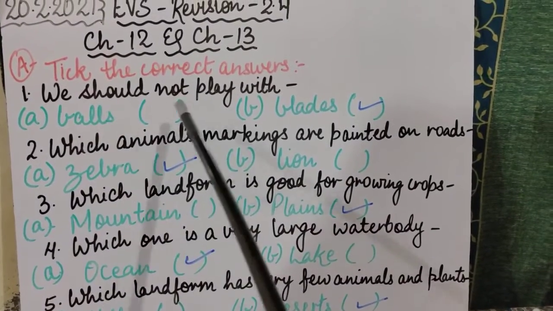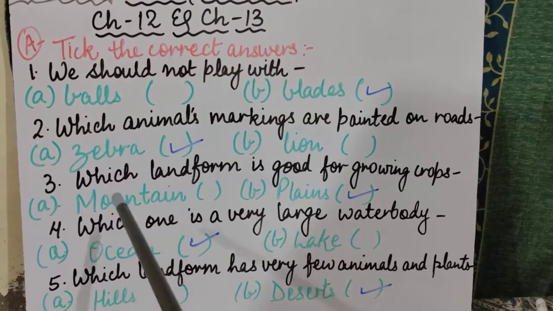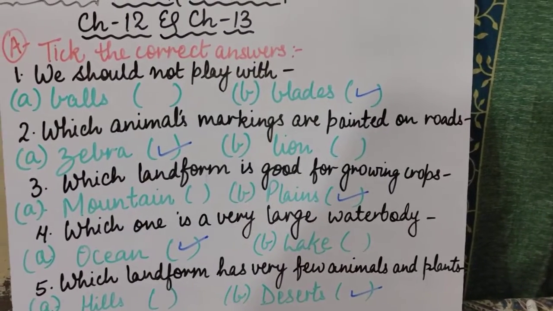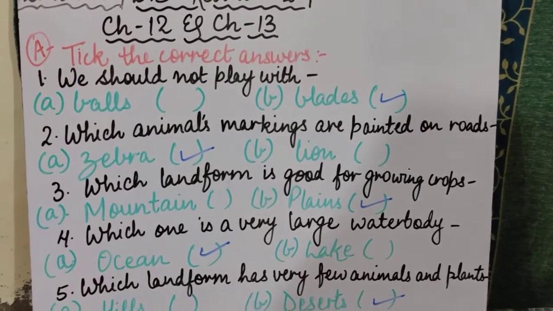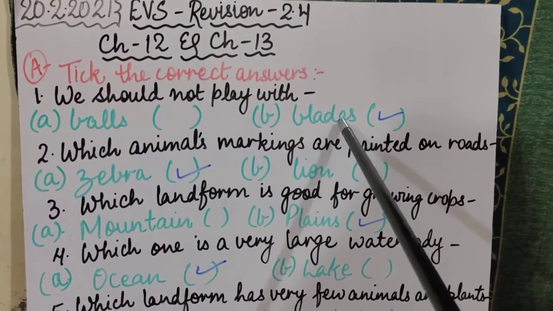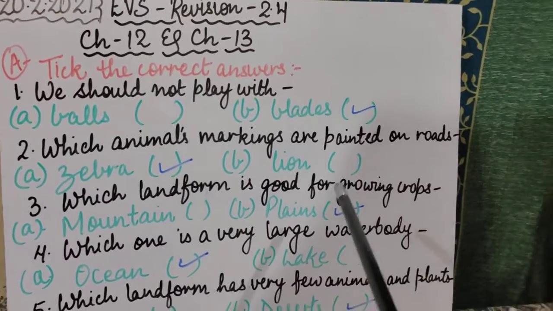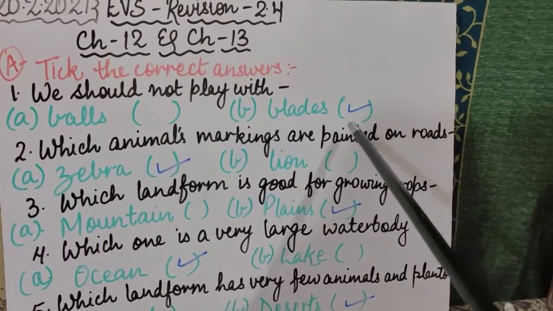So the question is, we should not play with, हमें किससे नहीं खेलना चाहिए, balls या blades. क्या हमें ball से नहीं खेलना चाहिए? Of course we can play with balls, but we should not play with blades, because they can harm us. They are sharp objects and they can harm us. So we will put a tick in front of blades.